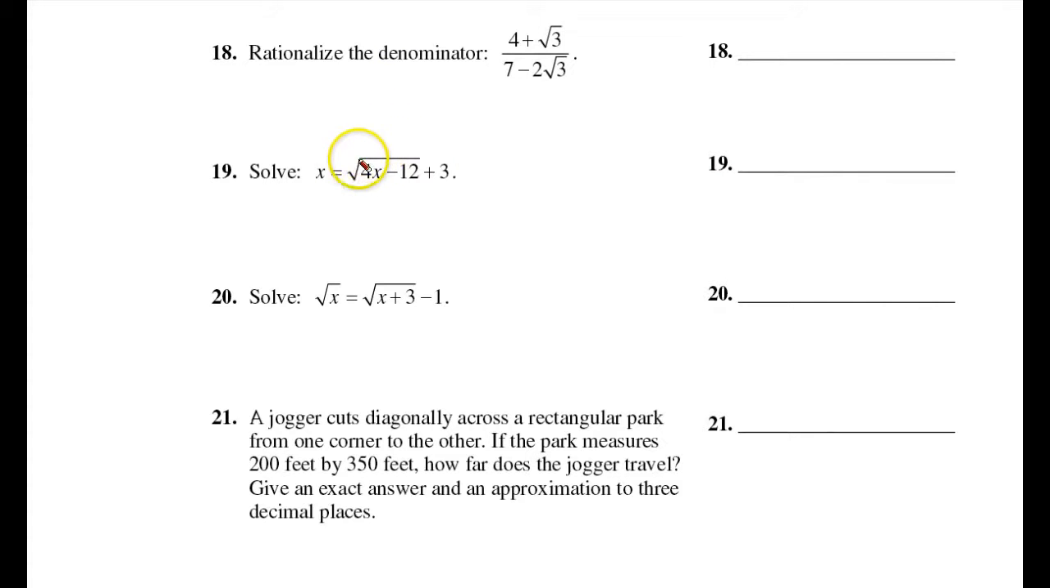Okay, we're now going to do an equation involving radicals. Strategy: get all of your terms on one side. I'm going to transpose that 3 and isolate the radical.